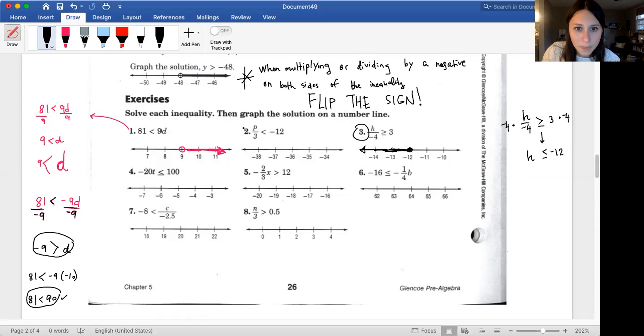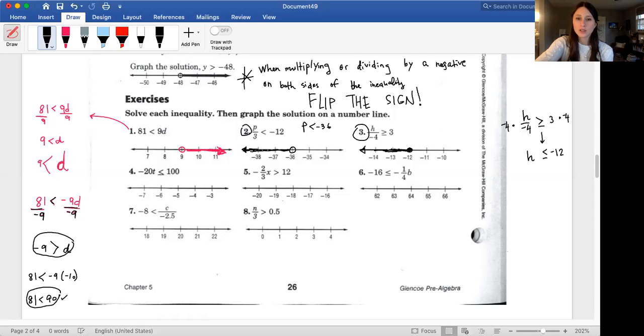Let's look at number 2. To solve this, I can multiply by 3 on both sides. Now here's the thing, I'm multiplying by a positive on both sides, so I don't have to do anything. 3 times -12 is -36. I don't have to flip the sign because I'm not multiplying or dividing by a negative on both sides. Now I'm going to keep my bubble open, and it's also less than, so I'm going to go to the left. Okay.